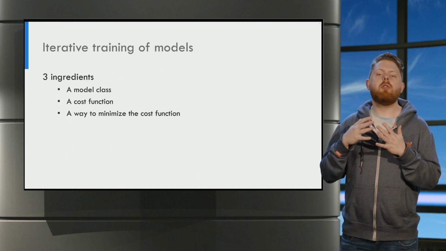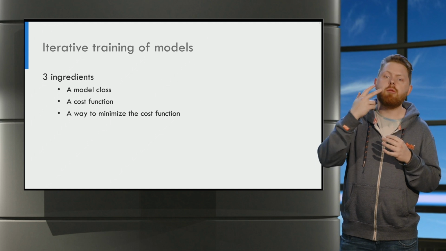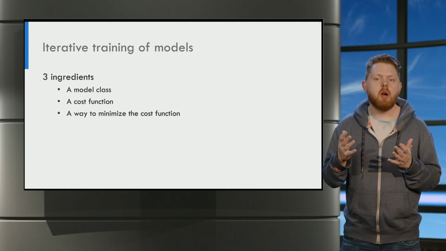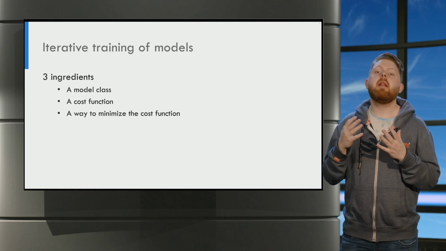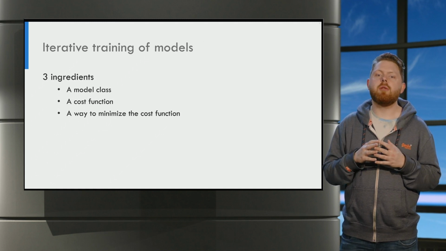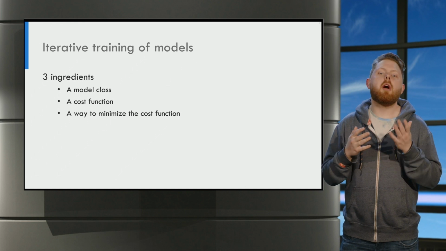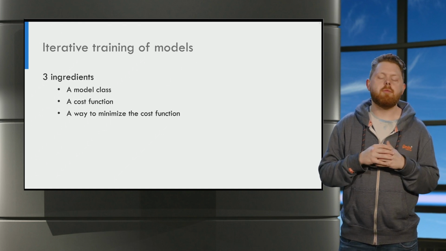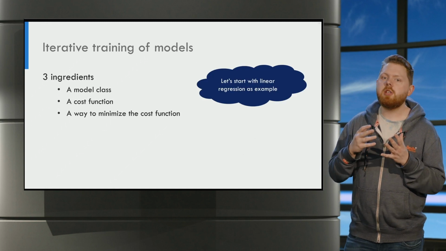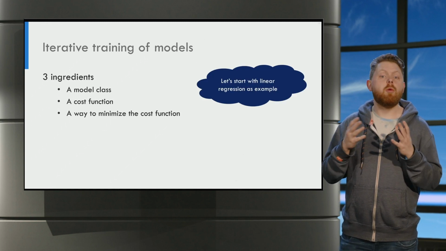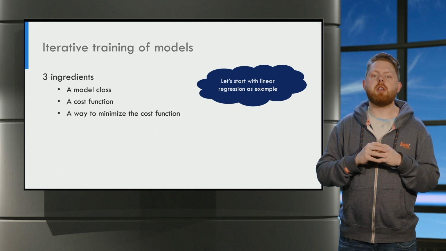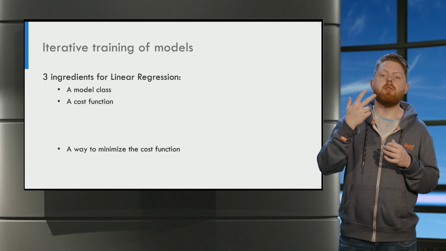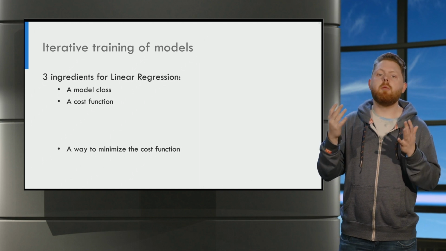If you want to do iterative training, you need three ingredients. You need a model class, a cost function, and a way to minimize that cost function. Note that another word for cost function is objective function. Let's have a look at an example. We will start with linear regression. We need three ingredients for iterative training. Let's start with the model class.